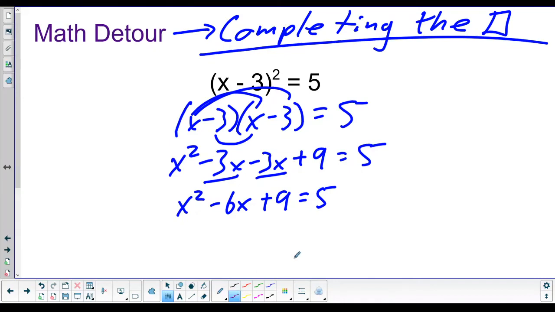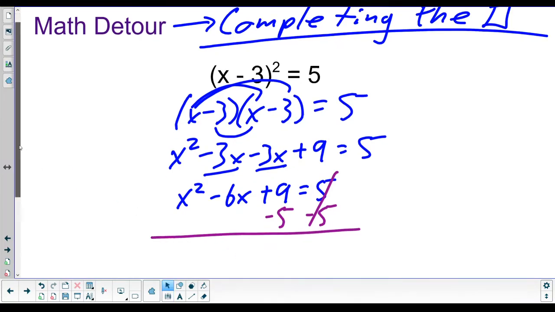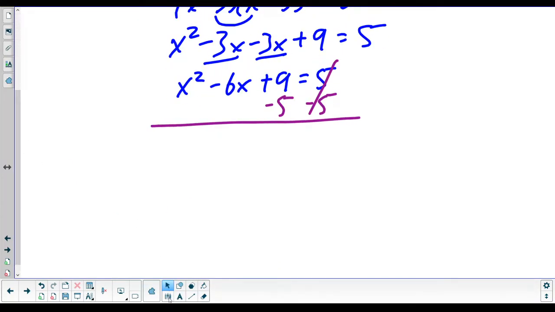All right, and just because usually we like stuff to equal 0 so we can punch it to death with the quadratic formula or something, let's move the 5 over. -5 minus 5, those cancel, and we have x squared minus 6x plus 4 equals 0.